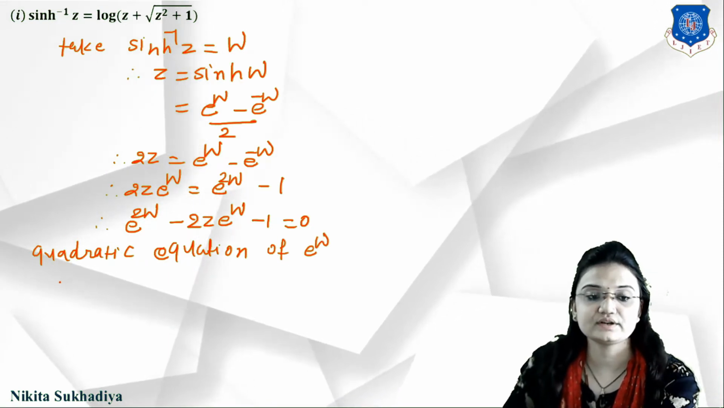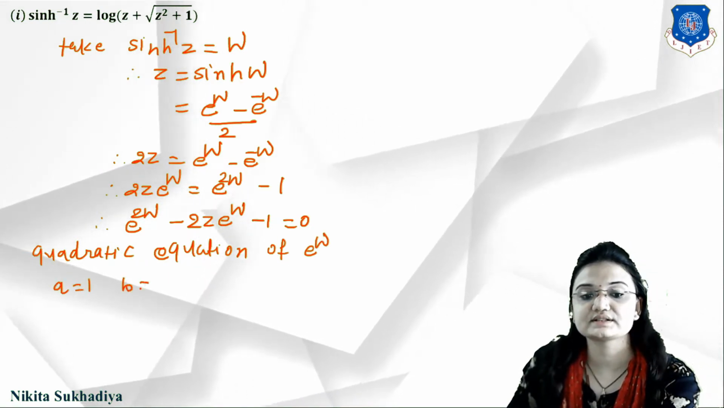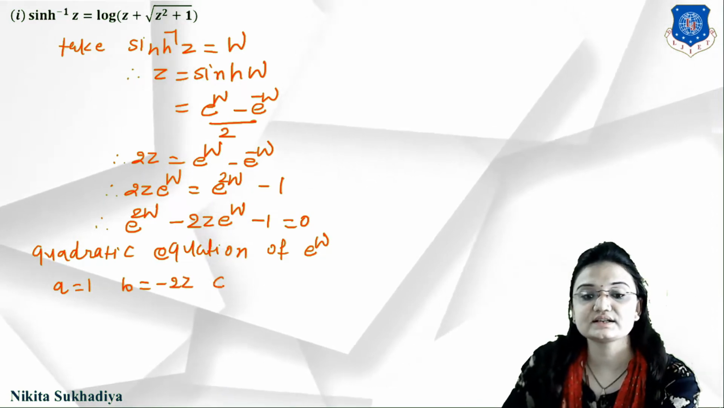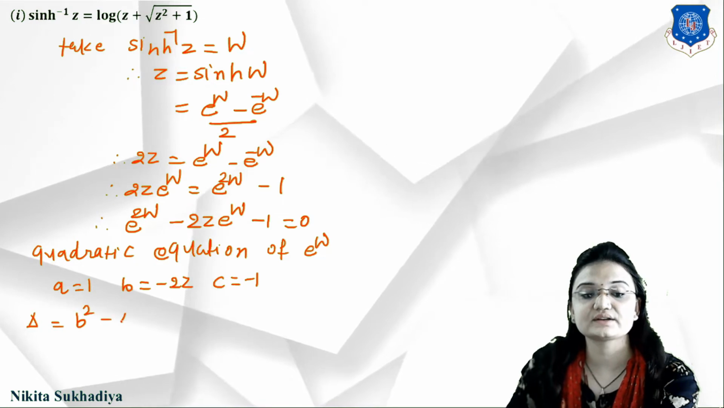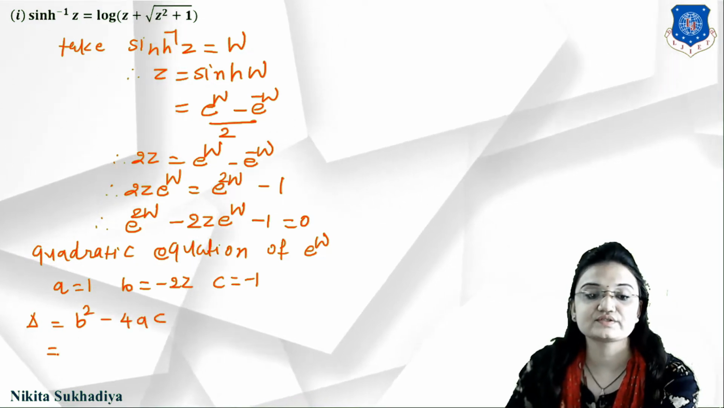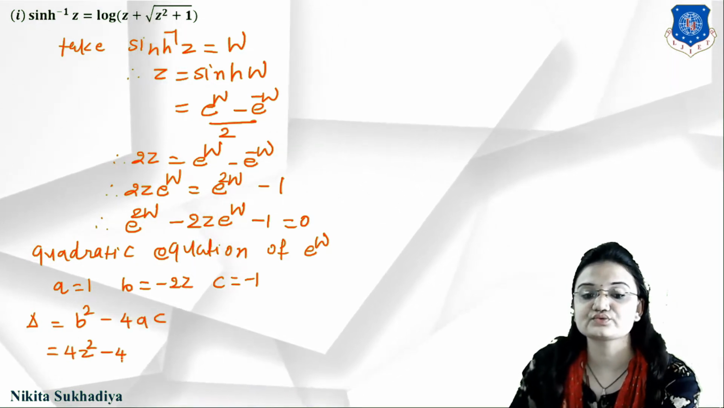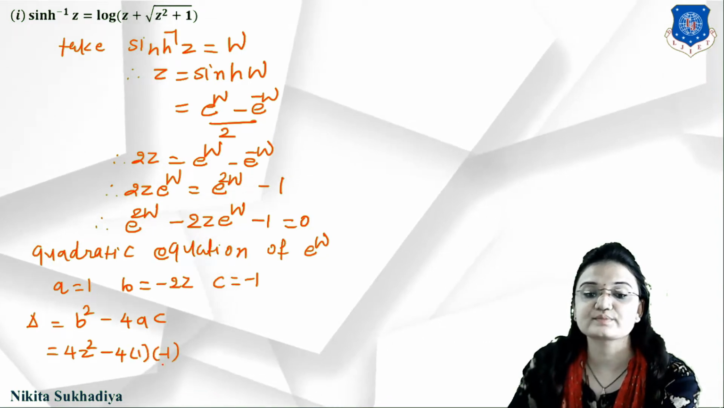Okay, so here we have a is equal to 1, b is equal to minus 2z, and c is equal to minus 1. Okay, so delta is equal to b squared minus 4ac. So this will become 4z squared minus 4 into 1 into minus 1.